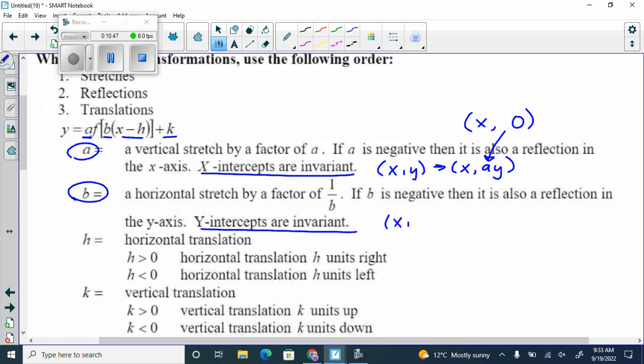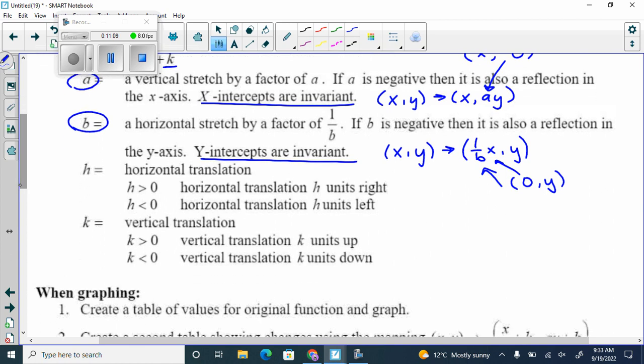So if we have xy, it's going to be 1 over bxy. Well, if my point is 0y, it's going to stay 0y because no matter what I multiply by 0, it just stays the same, right? However, if I put a horizontal translation on there, it shifts it right off and throws it right out. It's not invariant anymore.